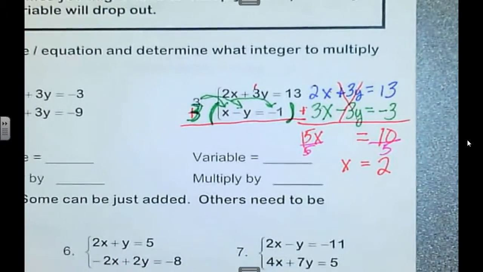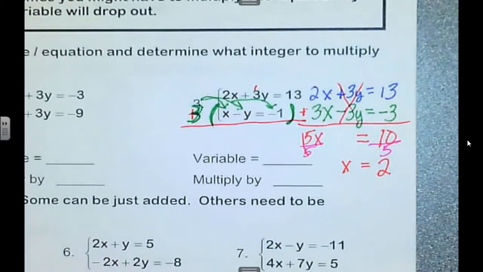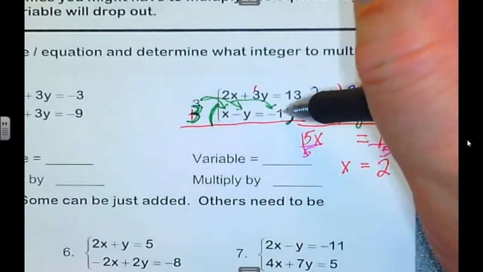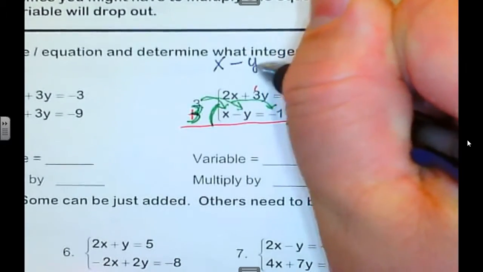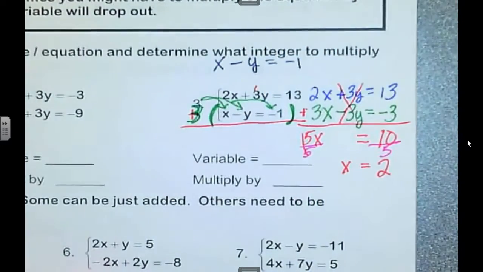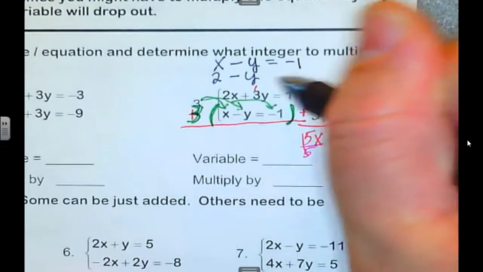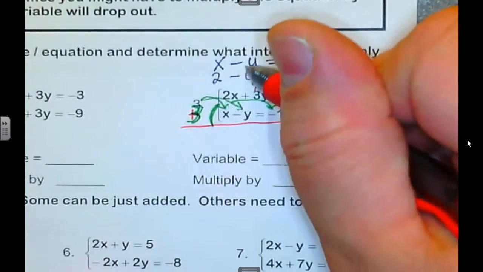Well, I have x. I have to go back and figure out what y is, correct? So I'm going to choose an equation. I'm going to choose the original bottom one: x minus y equals negative 1. I know x is 2, so I'm going to plug it in for x. So 2 minus y equals negative 1. Then I'm going to solve for y.